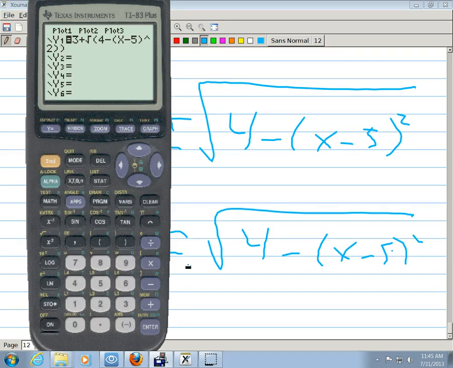3 plus radical. Did I open too many parentheses or something? Open, open, close, close, close. Too many closes. Oh, I didn't do squared. Okay. I did do squared. What are we talking about? Open, open. I did too many closes.